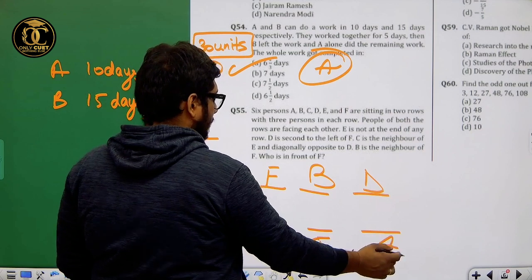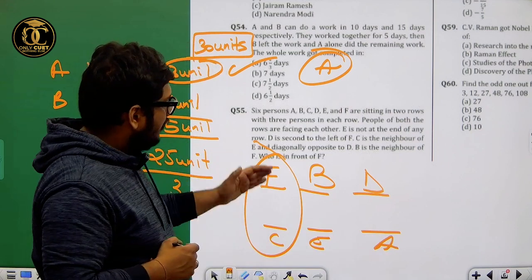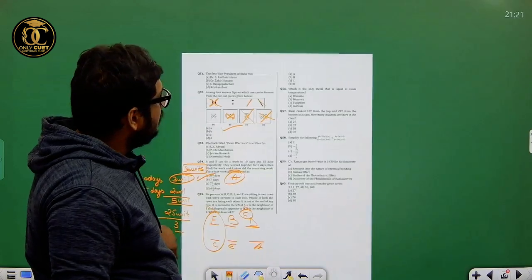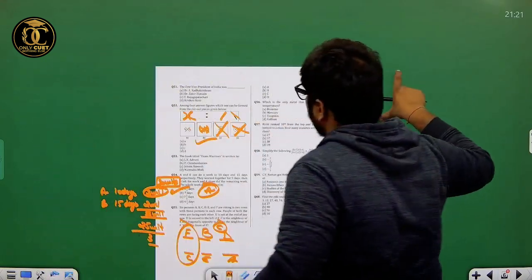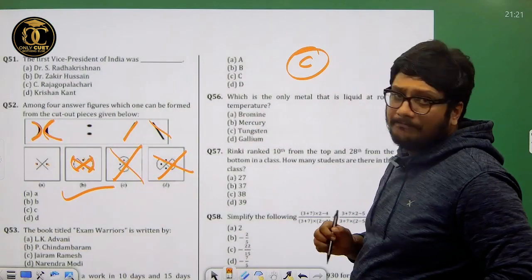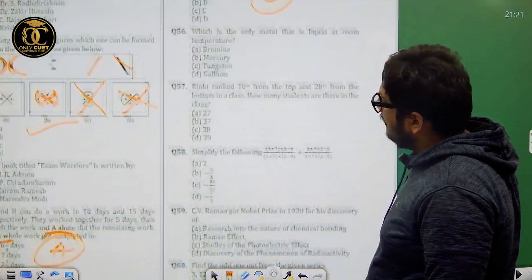So here A. Who is in front of F? Who is there in the front of F? C is there in the front of F. So correct answer would be option C. Clear?